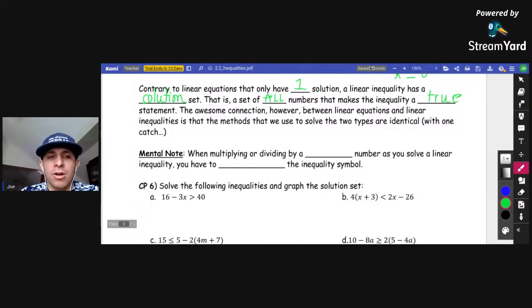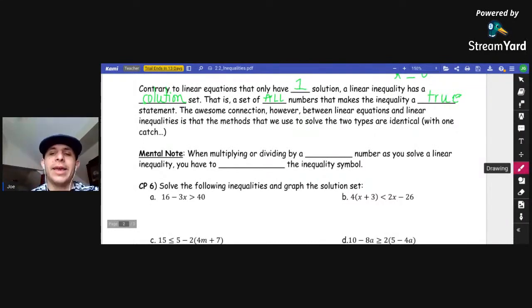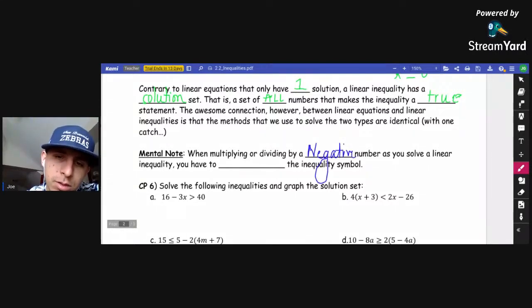Okay. The one catch is when multiplying or dividing by a negative value, as you solve a linear inequality, you have to, I like to use the word switch. If you're currently enrolled in some adult learning courses, they might use the word flip, they might use the word alter, they might use the word change. They're all the same.